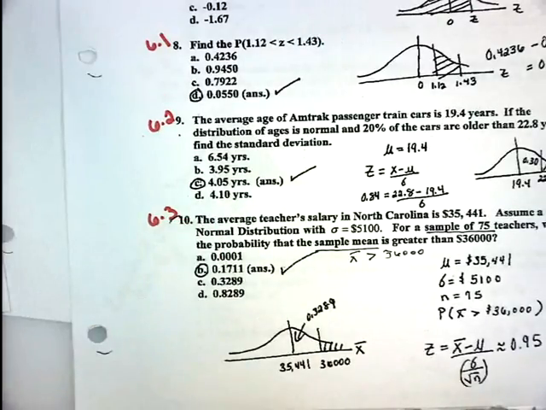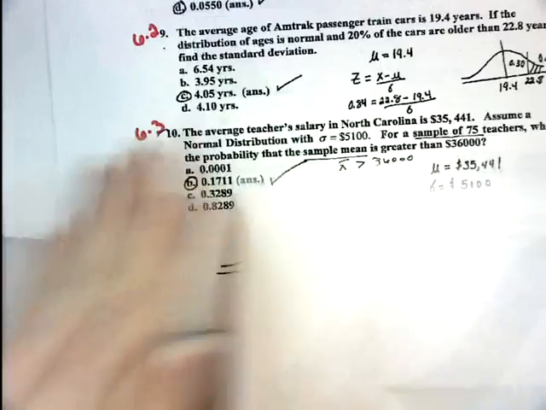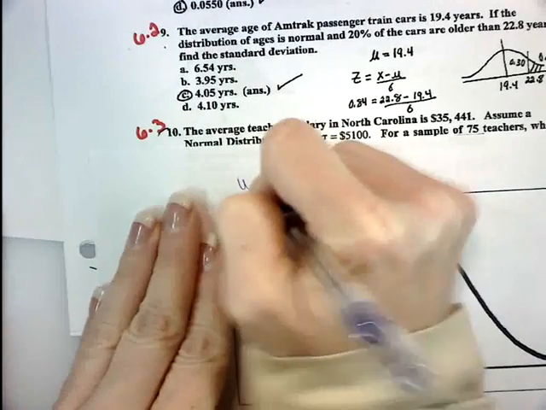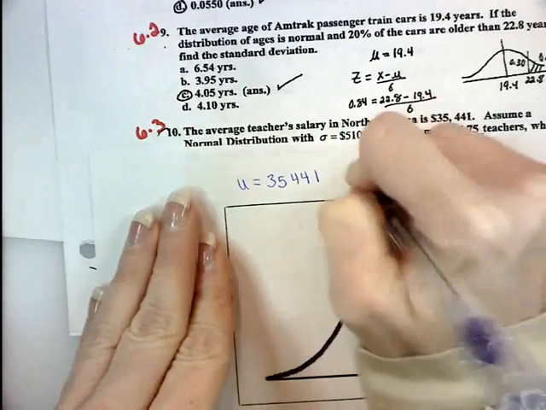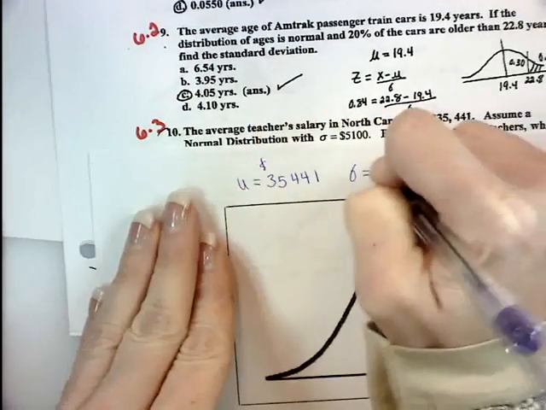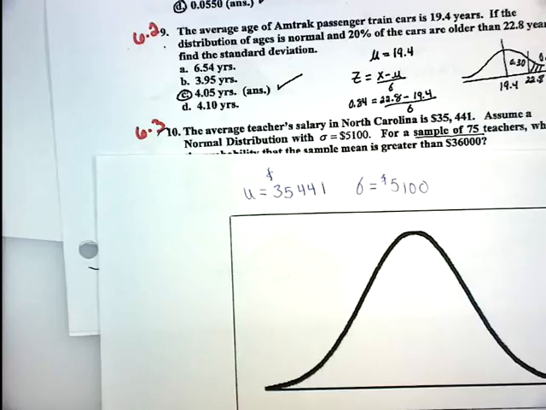Number 10. The average teacher salary in North Carolina is $35,441. Assume a normal distribution with a standard deviation of 5,100. For a sample of 75 teachers, what is the probability that the sample mean is greater than 36,000? This is a sampling distribution problem, and I'm going to write down what's given. This is kind of like one we did in class from the textbook. $35,441 with a standard deviation of $5,100. So this is teacher salary. Assume the distribution is normal.